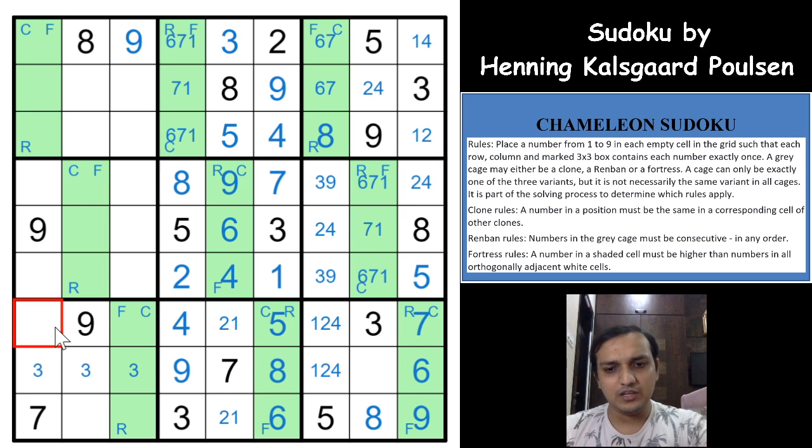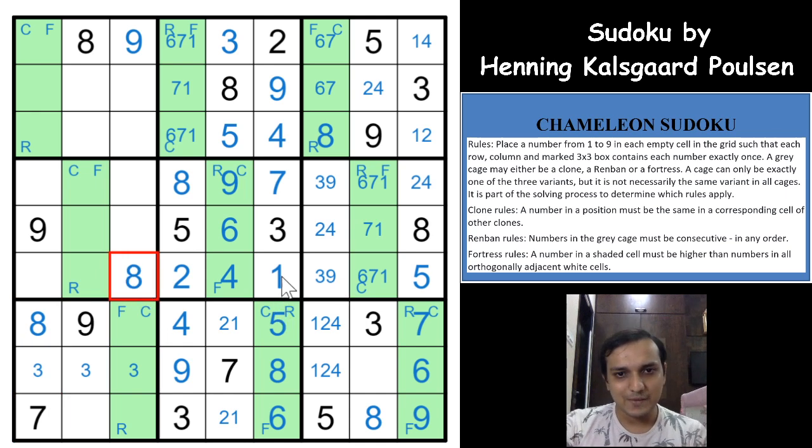And where can 8 be? 8 has to be in one of these 3 cells, right? And these 2 cells, and you cannot have an 8 here because we already know it is a Renban, and according to the Renban, there have to be 3 distinct digits, and both 9 and 7 are locked here, which means you cannot have an 8 here. You will not have 3 distinct digits without using 9 and 7, which means 8 has to be here and 8 has to be here according to the classic rules, right? And let's see if we get anything else.